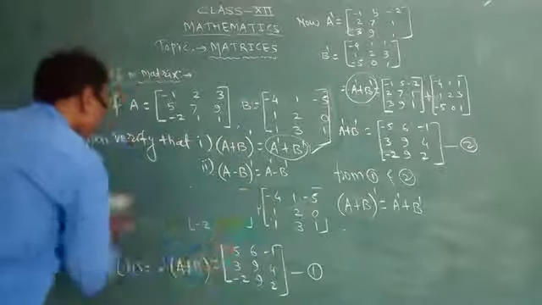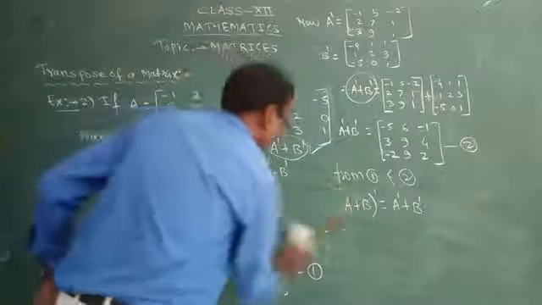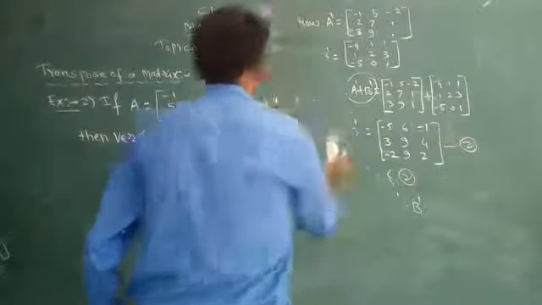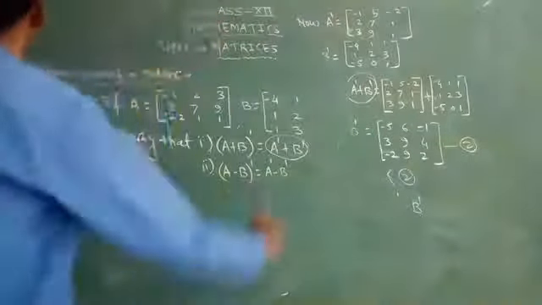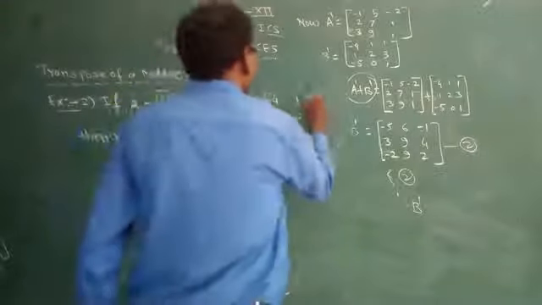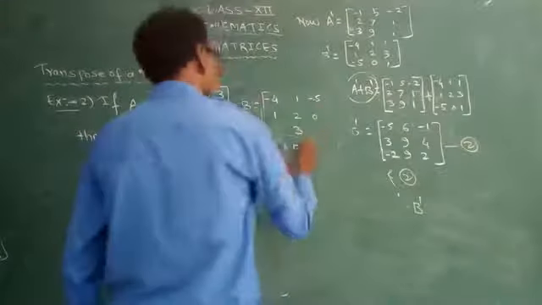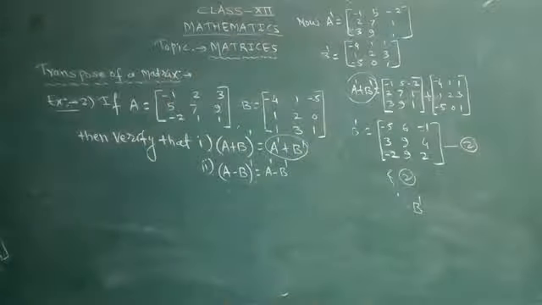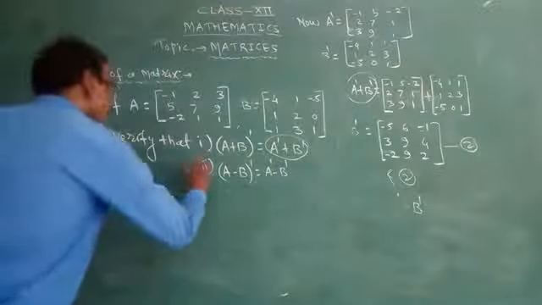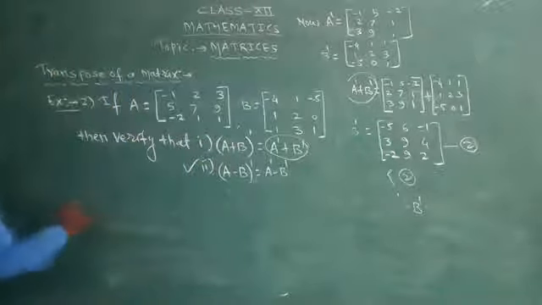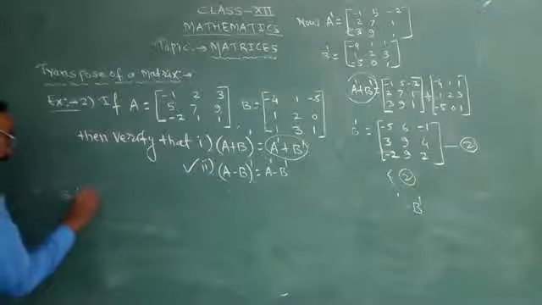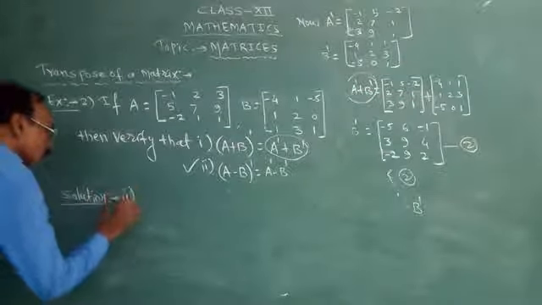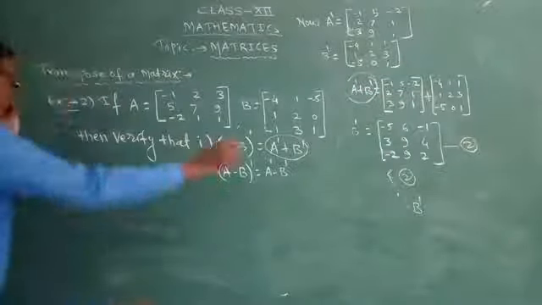For the second one, let's check. Here B was minus 4, minus 5, I think it was 0, it was 1 here. B is minus 5, 0, 1. Now let us check this solution for number 2. So find out A minus B first of all.